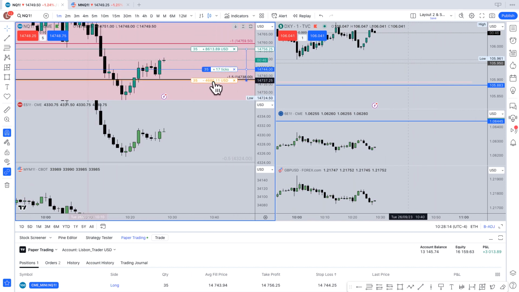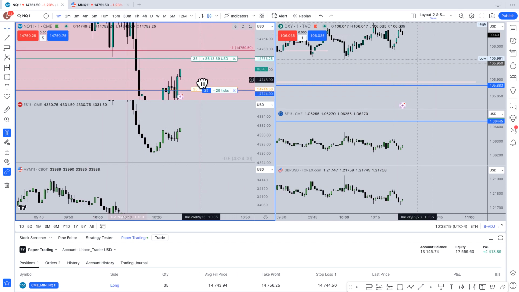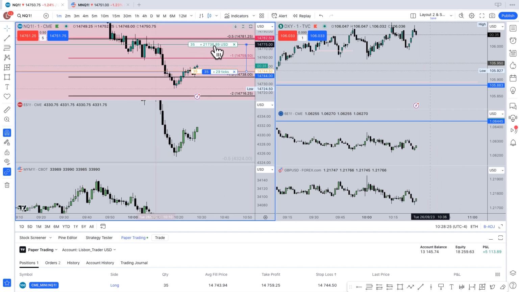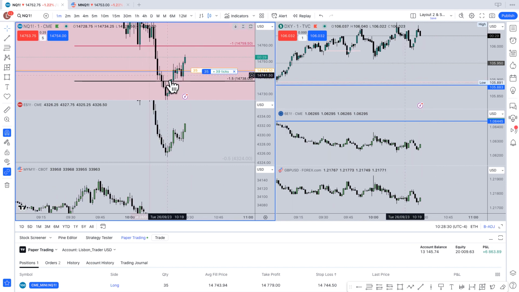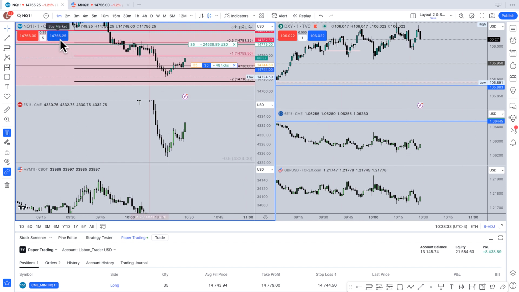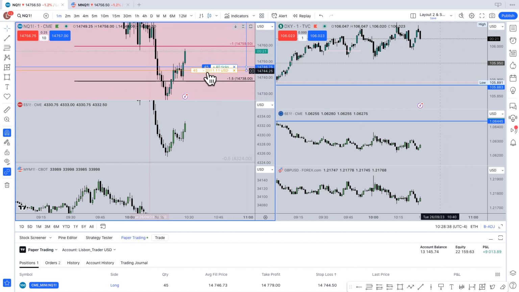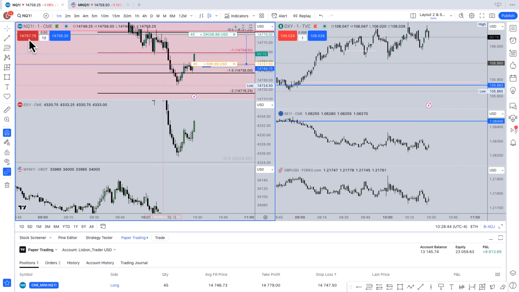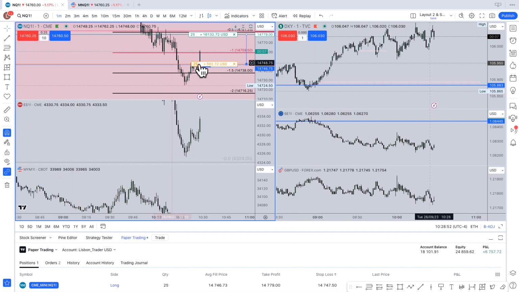So now we have a position of 35 lots to push it really high. There. Take advantage of the squeeze. There. Break even. 10,000. Put some profits. There. Account balance 18.